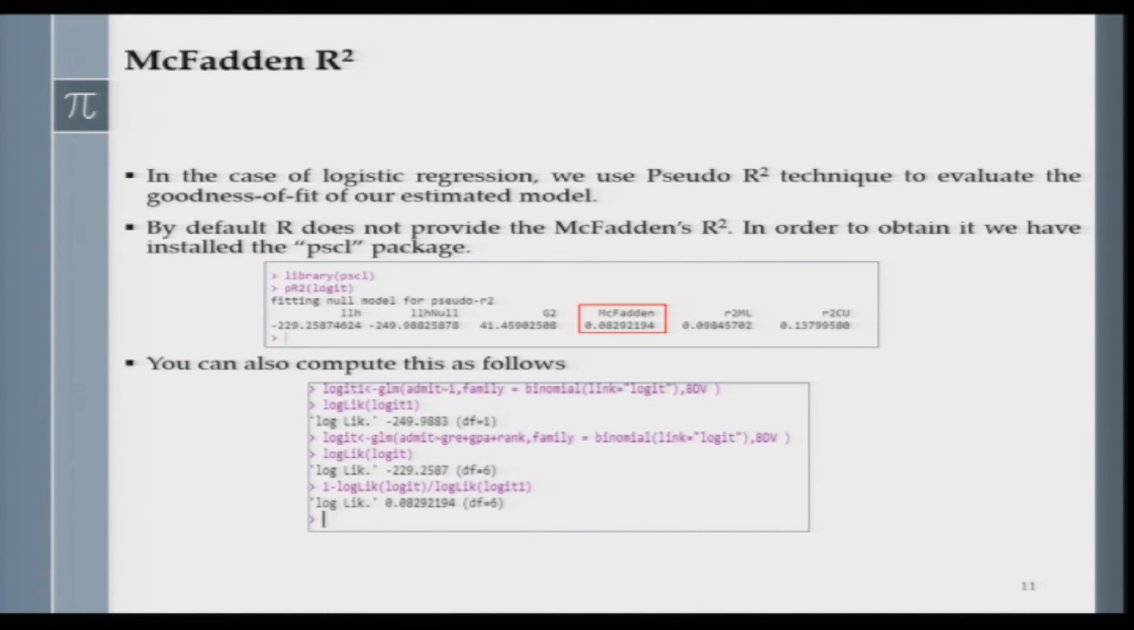So, the software computes a value of 0.0829, and you note that you get back the exact same number as in the first step, when you implemented the PSCL package to compute the McFadden R square.